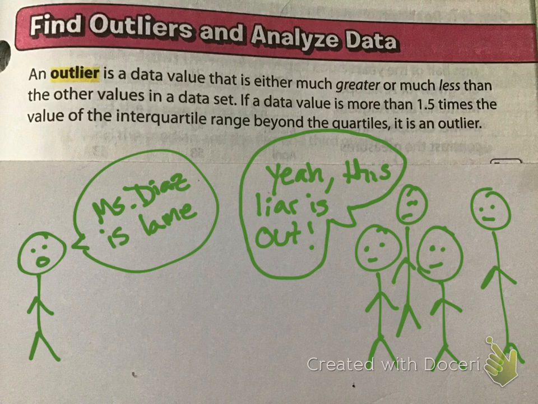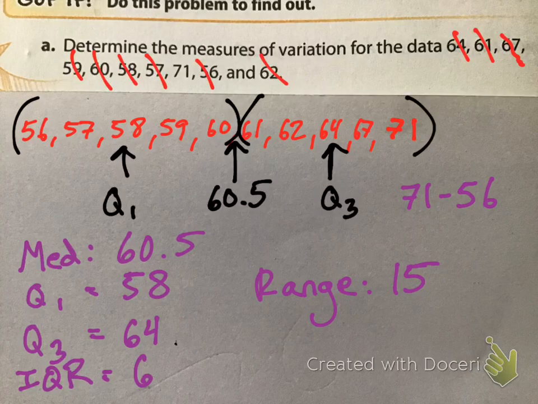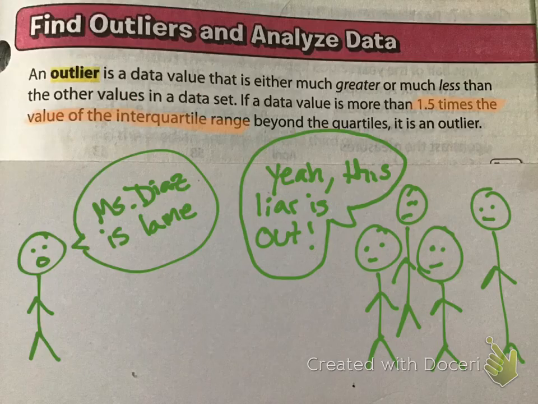An outlier is a data value that is either much greater or much less than the other values in a data set. If a data value is more than 1.5 times larger than the value of the interquartile range, it is an outlier. So we look at our interquartile range and then we multiply it. And if it's that much higher and lower beyond the quartiles, it is an outlier.